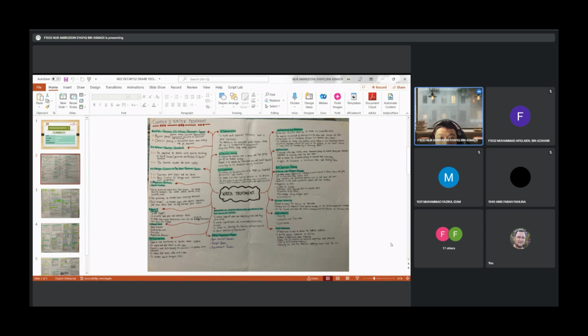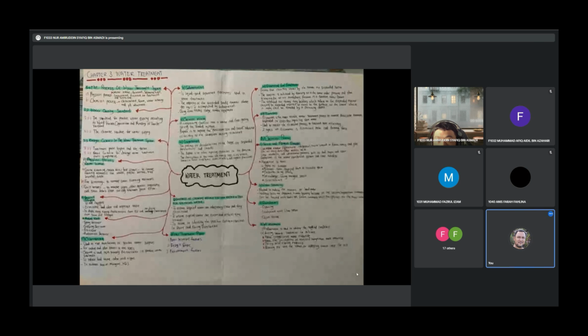Ini adalah chapter 3 mana minta apa awak apa. Nama saya nak sebut apa benda tadi.